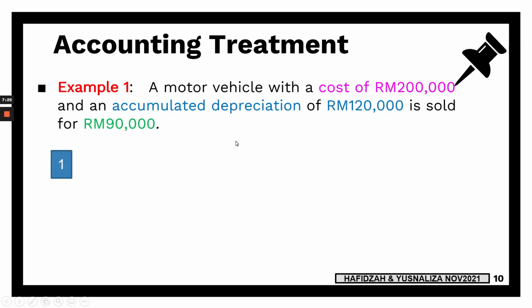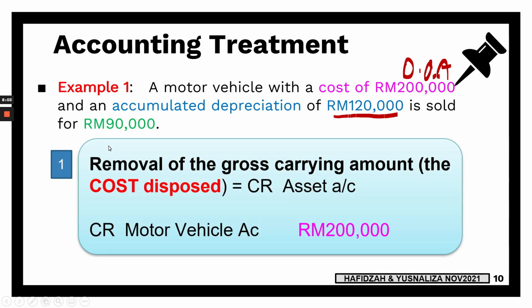Example 1. So example 1 is on this motor vehicle that has a cost of 200,000 on the date of purchase and an accumulated depreciation of 120,000. So this is the accumulated depreciation prior to the derecognition, and this is the cost on the date of acquisition, DOA. And it was being sold off for 90,000. Just watch carefully on the colors that I was using. So you could see that I used a green and then blue and also some pink here, right? So that is just to classify things easier.